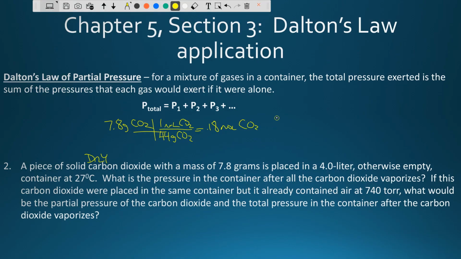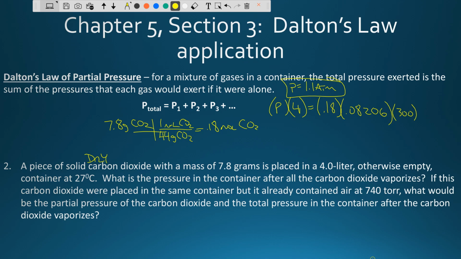Okay, so I just simply go in and I say the pressure is going to be 4 liters times my 0.18 moles times 0.08206, and it is at, what temperature are we at? 27 degrees Celsius. So once again, that's 300 Kelvin. Okay, so the pressure of the system, if it was just an empty container, nothing else in it, I would have 1.1 atmospheres.